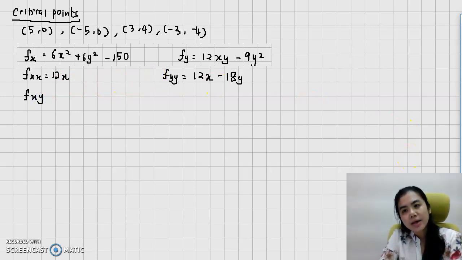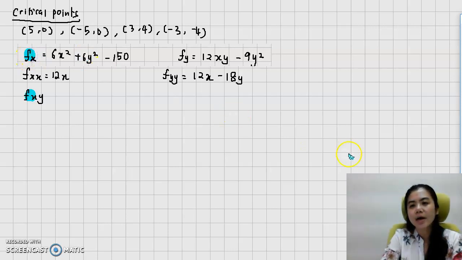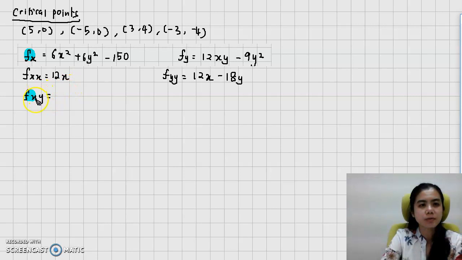And then, look for the fxy, that is using the information from fx, and differentiate with respect to y, treat x as constant. So this one is constant, you have 0, and you differentiate this one, so you have 12y, and this is actually 0.